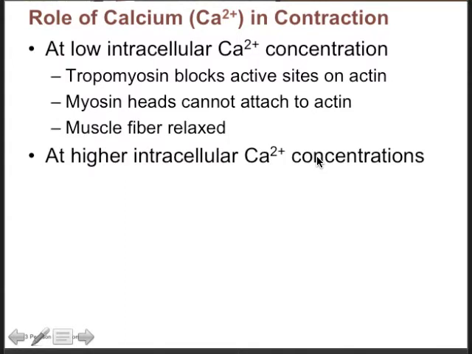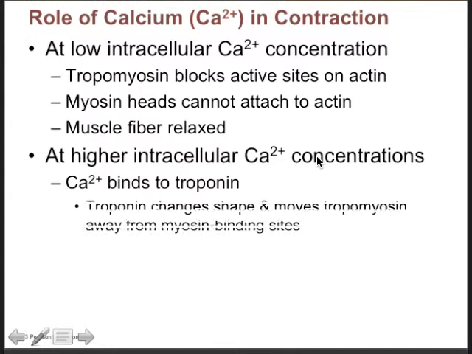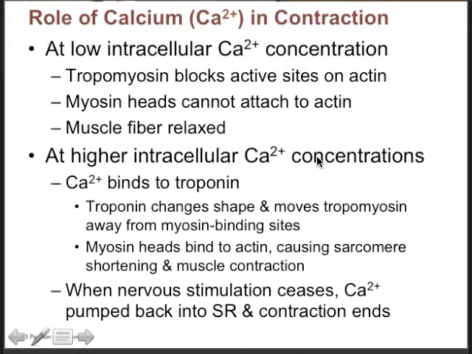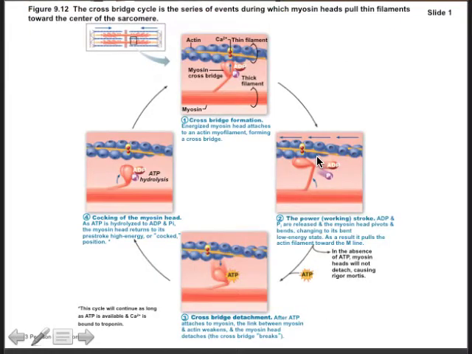At high calcium concentrations, the calcium binds the troponin, which changes shape and moves the tropomyosin out from between the actin and myosin. The myosin heads then can bind to the actin. This causes the sarcomere to shorten and the muscle to contract. When the nervous stimulation stops, the calcium is pumped back into the sarcoplasmic reticulum. The actin filaments pivot so that the tropomyosin is in between the actin and myosin. Then the muscle myofibrils go back to their resting length, and the cycle is complete.